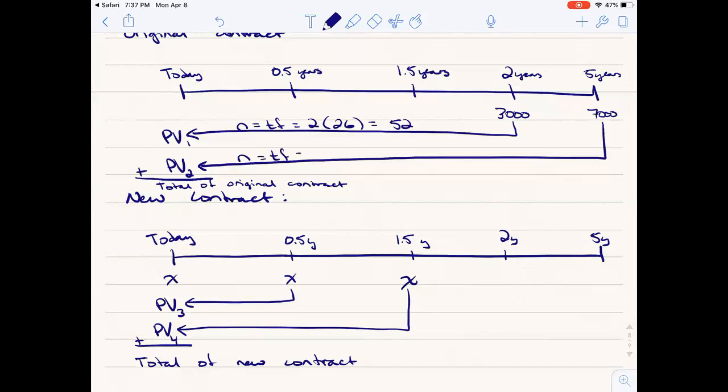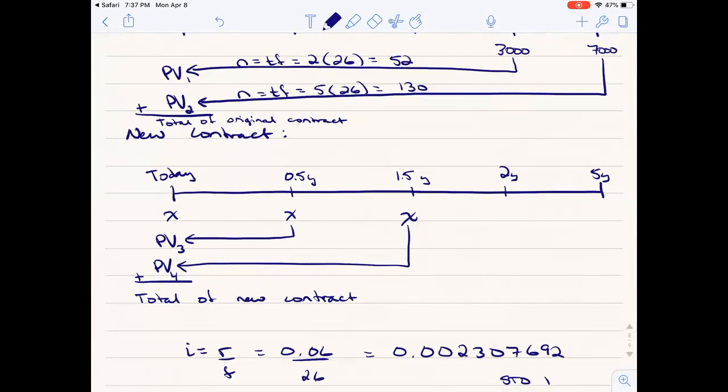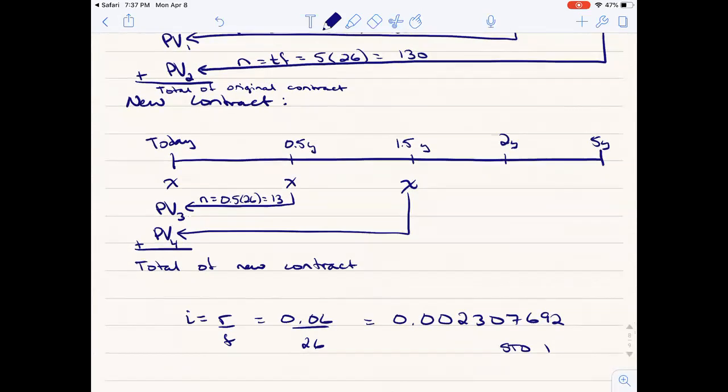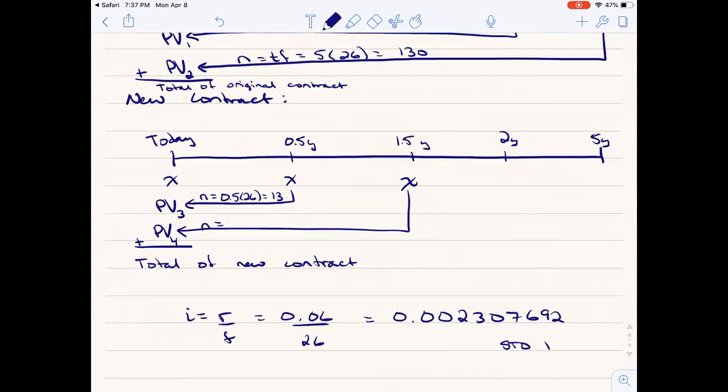N is time times the frequency for the next one. The time here is 5 years. Remember, T is always in years. 5 times 26, it's 130. For the next one, we've got N is 0.5 times 26, which is 13. And then N is 1.5 times 26, which is 39.